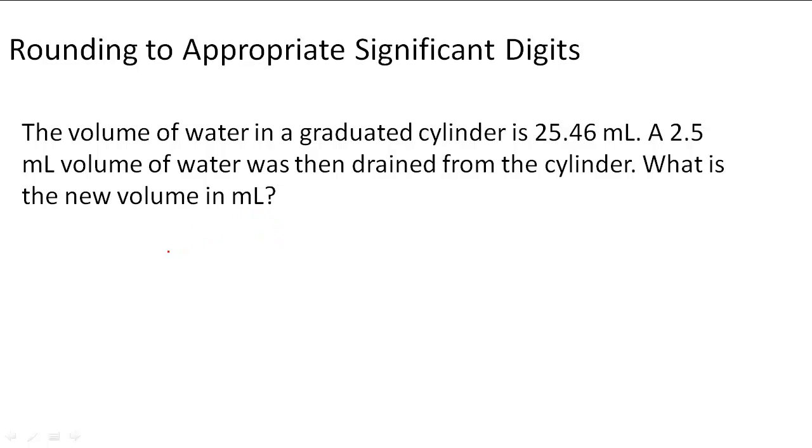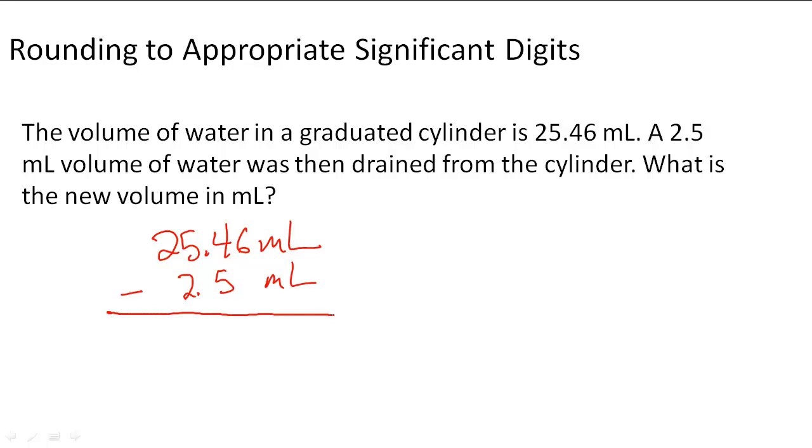So this problem says that there's 25.46 milliliters, and we have to make sure when we do this calculation that we keep the appropriate amount of significant digits. So we have 25.46 and a 2.5, it says 2.5 milliliters have gone. So we have to subtract 2.5 milliliters from the total that we had before.